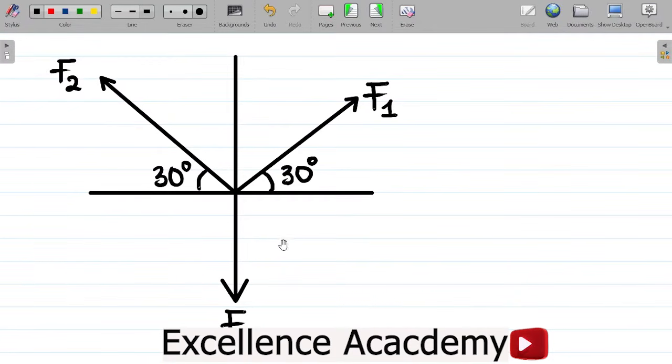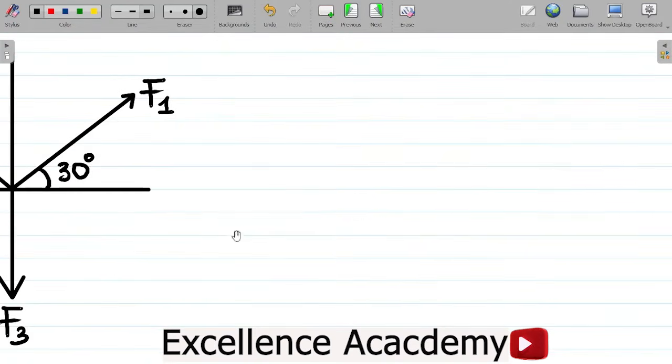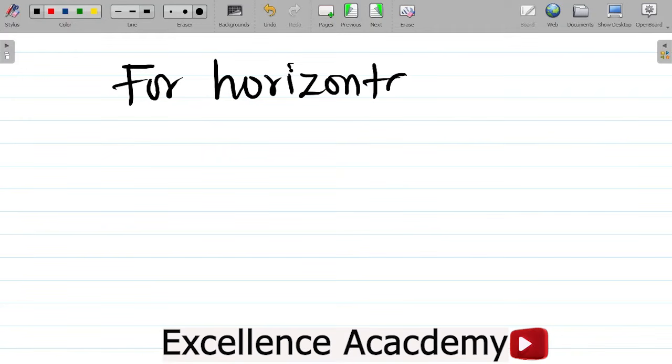Now, how do we get the magnitude of the forces F1, F2, F3? The task here is simple. I'm going to resolve the forces into horizontal and vertical components. So here's a question on vectors. Let's start with the horizontal components.